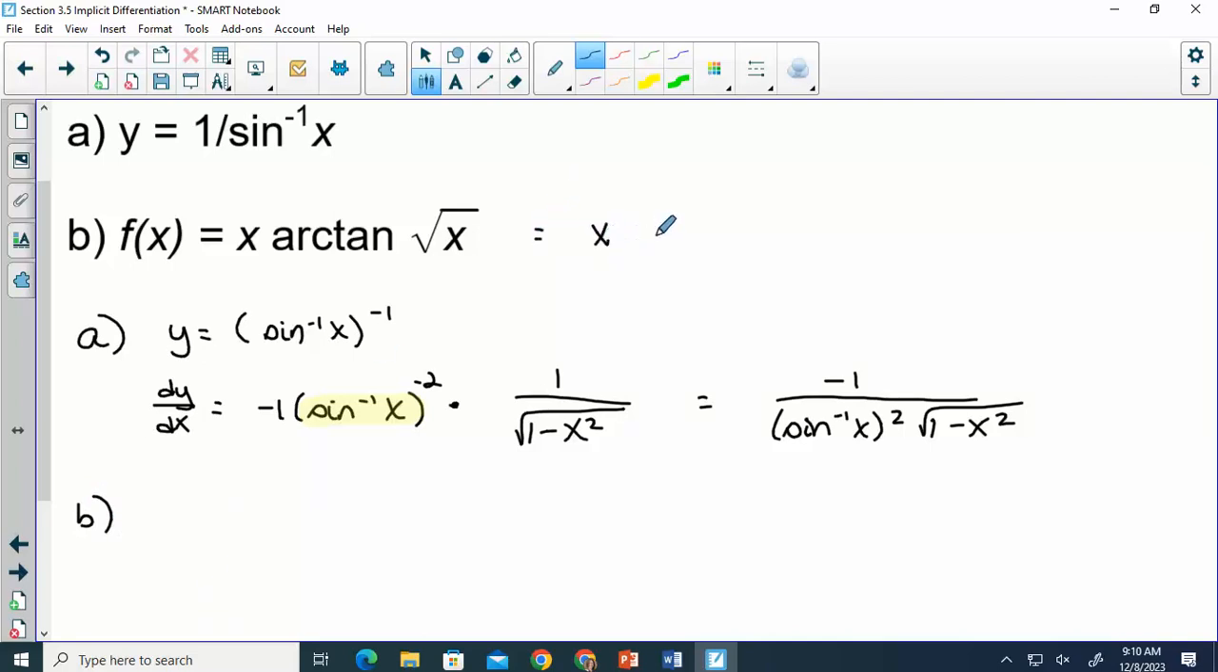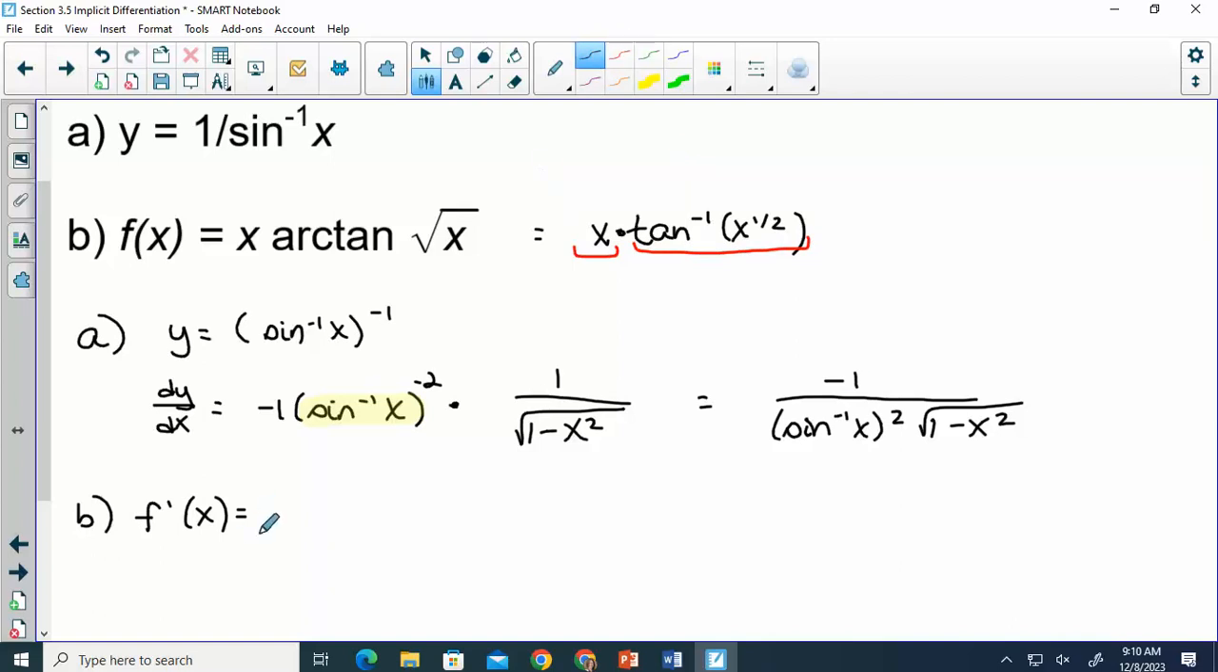Remember, arctan is just another way of writing tangent inverse of the square root of x. So that's like x to the 1/2 power. So we have x times tangent inverse of x to the 1/2. So what rule are we going to have to use here? Product and chain rule here. So we have two things multiplied. We have an x times a tangent inverse of that.